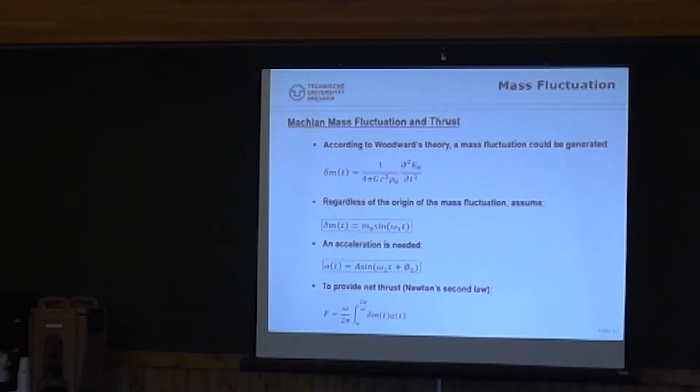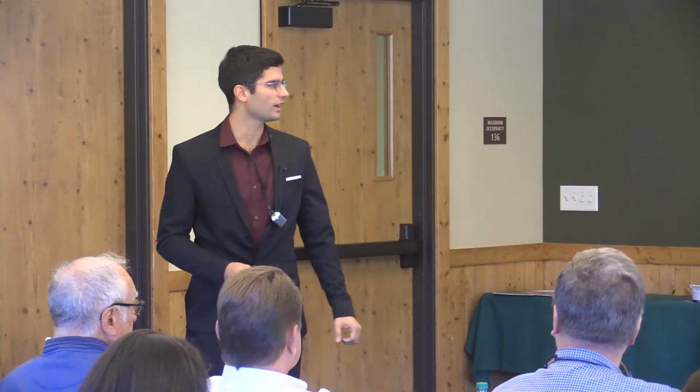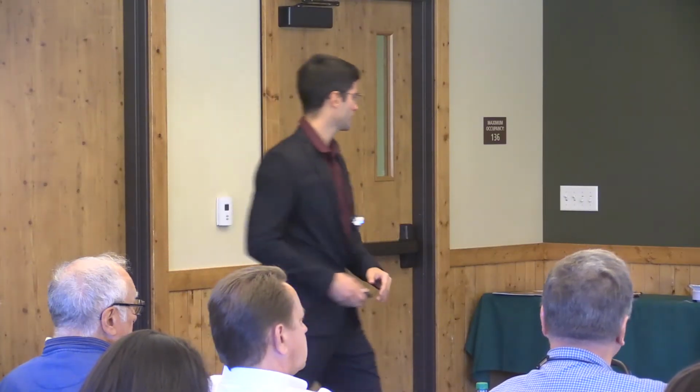Anyway, regardless of where the mass fluctuation comes from, we would expect it to oscillate with the same frequency as the signal that we've put in. It's actually twice the frequency of the signal that we put in, due to how, well, I can write it on the board if I have a few moments.